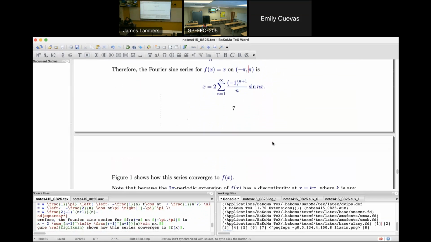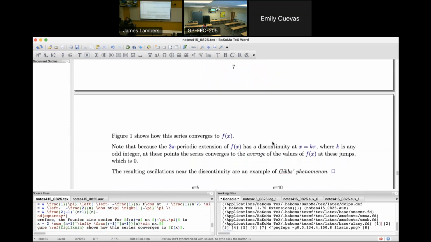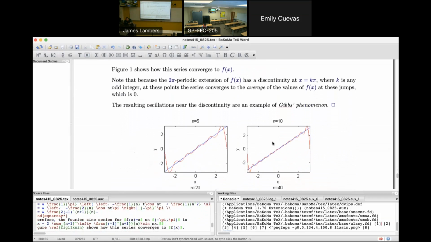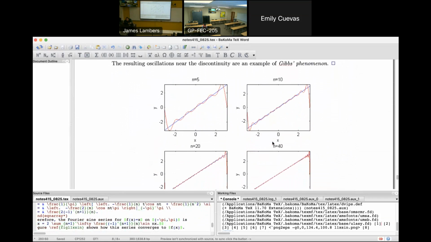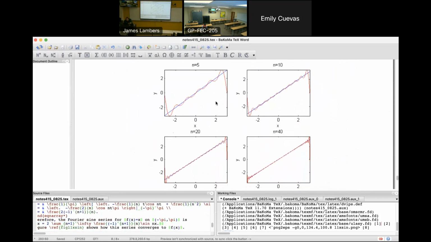So now I want to take a look at this. Here I've visualized what that expansion looks like when I have to cut off n at a certain point. So at n equals 5, n equals 10, n equals 20, n equals 40. And it's going to be an approximation to f of x equals x no matter what. But look what happens as n increases.